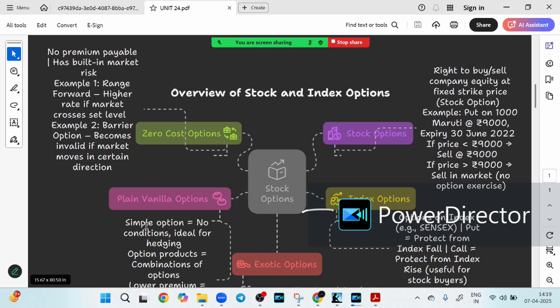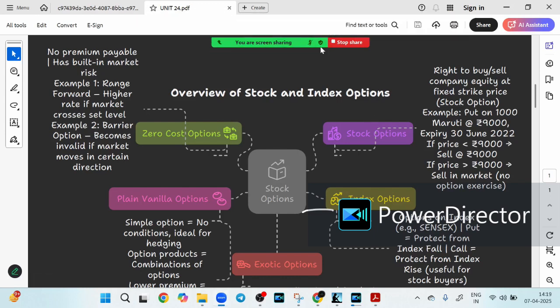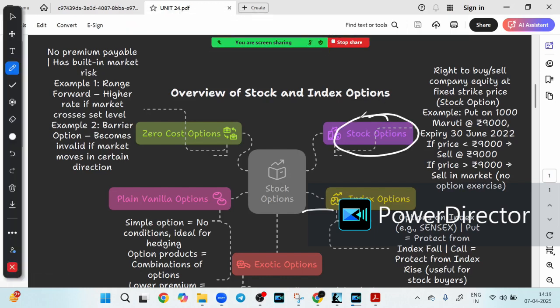See, a stock option gives you the right to buy or sell a company's equity at a predefined strike price. Yes, there is a fixed strike price at which you can buy or sell a company's equity. That is what the stock option gives you. For example, suppose you hold a put option on 1,000 shares of Maruti at 9,000 rupees, expiring on 30 June 2022.